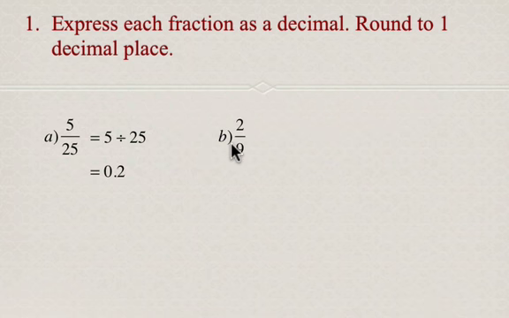Next question, 2/9. Again, divide the numerator by the denominator, so 2 divided by 9 comes out to be 0.2 repeating, and so you round to one decimal place. So we look at the number after the first decimal place, which is a 2. It's 2, so that means we round down to approximately 0.2, and this means approximately.